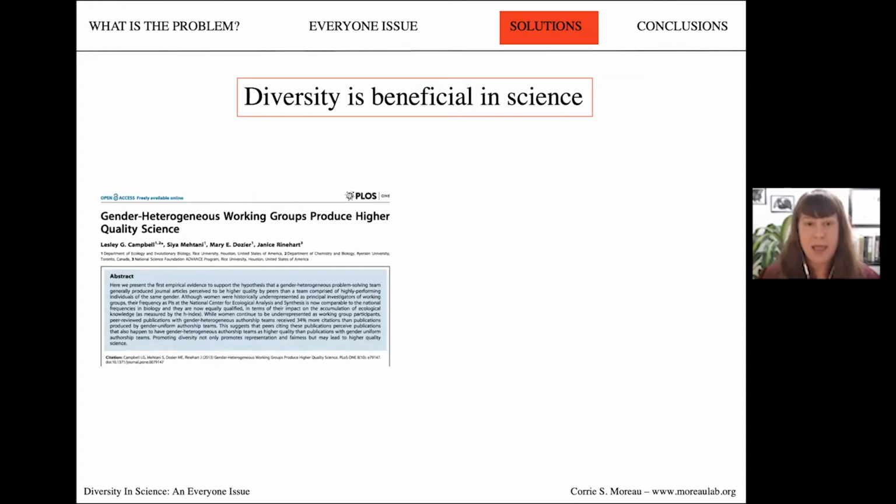Now, you don't have to take my word on it when I say that diversity is beneficial to science. There's actually a few studies that have been done. What this study did was they took tens of thousands of publications, and then they asked the question whether the authors of these publications were gender heterogeneous or not. So essentially, were all the authors male, or were there male and female authors? Unfortunately, they couldn't use women-only authorship papers because there were not enough of them. But what they found is that you were more likely to be cited and have a longer staying impact if your working group was heterogeneous.